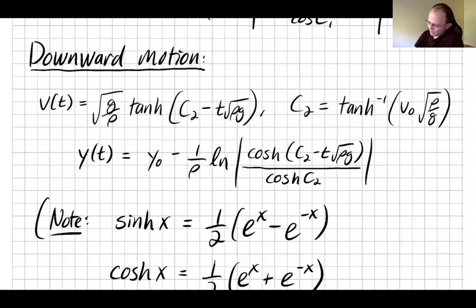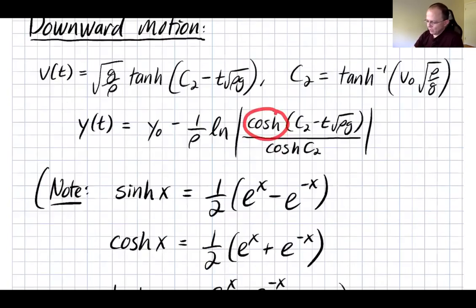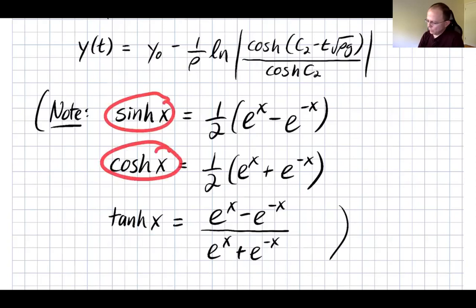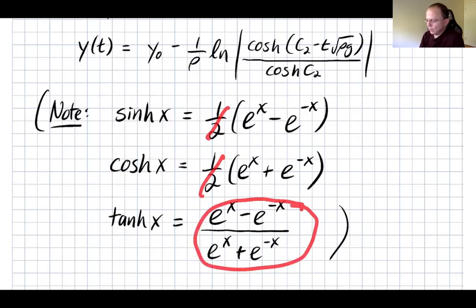And in case you're curious what these hyperbolic trig functions are, they're actually just exponentials. The hyperbolic sine of x is given by this, and hyperbolic cosine of x is given by this, and then hyperbolic tangent is just the hyperbolic sine divided by hyperbolic cosine. And so these 1/2 will cancel each other, and we get this formula for the hyperbolic tangent.